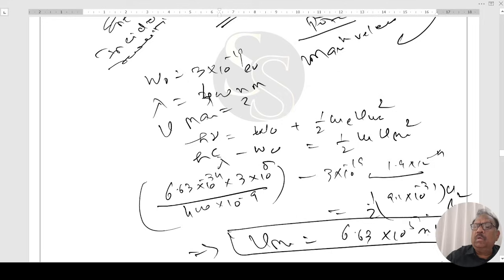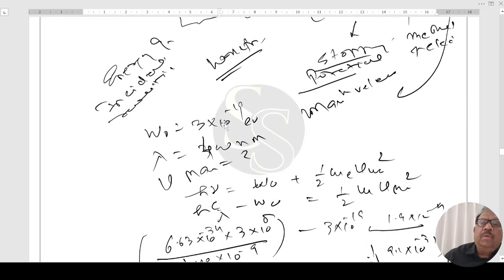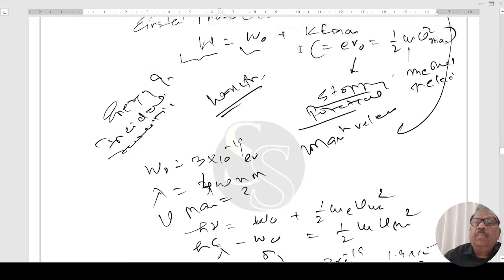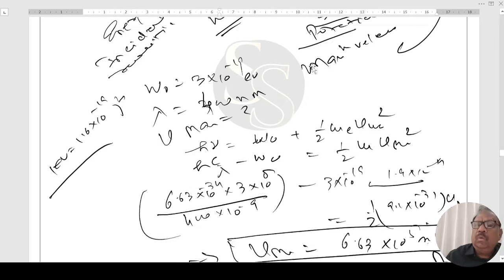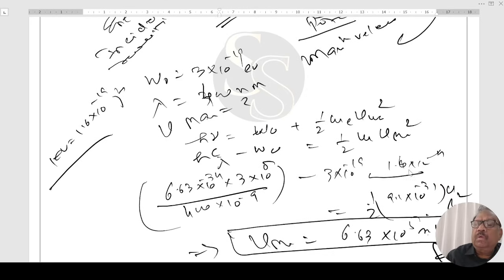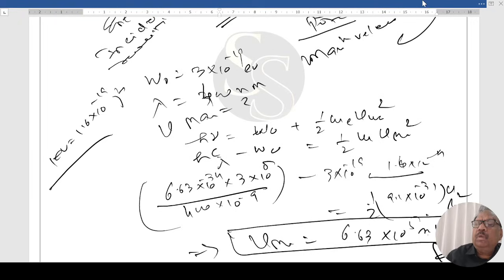This is the calculation you will do. I have substituted the numerical values and explained the concept applicable. You know 1 eV equal to 1.6 into 10 to the power minus 19 joule. Convert it into joule and then substitute it, okay. Next question.